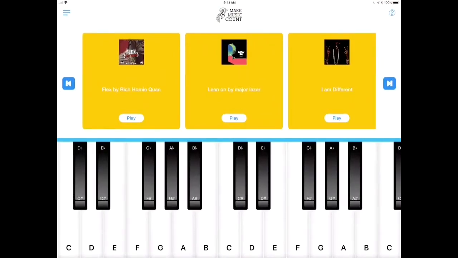So let's do Flex by Rich Homie Quan. That's that first one there. Which one? The first one on the left. Okay, let's hit that.